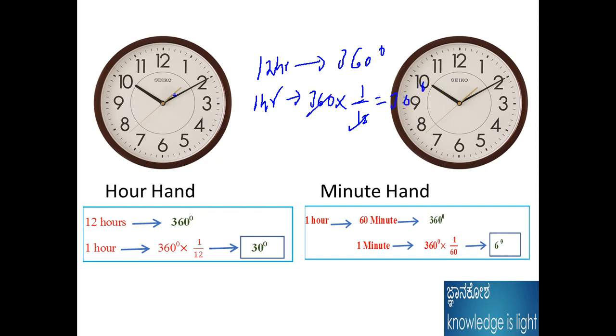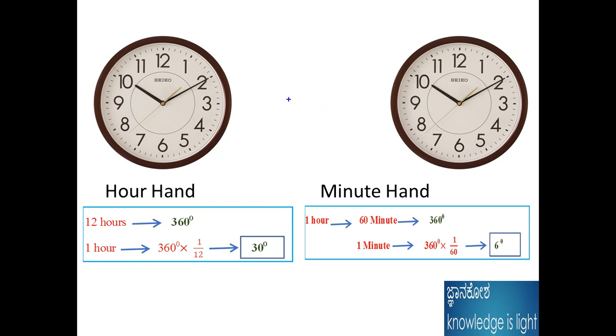For example, at 1 o'clock, the difference between the hour hand and the minute hand is 30 degrees. Now it is 10 o'clock, right? What is the difference between 12 and 2? That is 30. For 1 hour, the hour angle should be 30 degrees, same as it is.